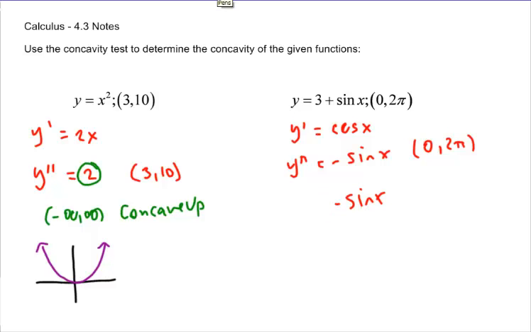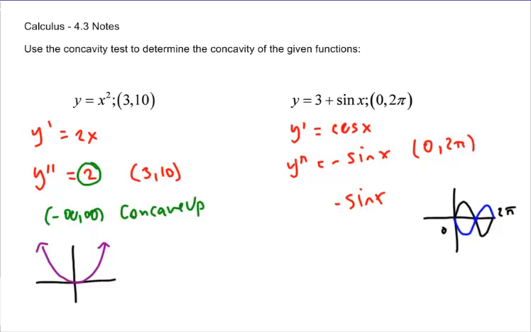Well, think about your graph of the sine, negative sine. If I graph my normal sine from 0 to 2 pi, it would look like this. And the negative reflects it over the x-axis. So it's actually going to look like my blue line here. So what we need to do is figure out where this guy is negative.